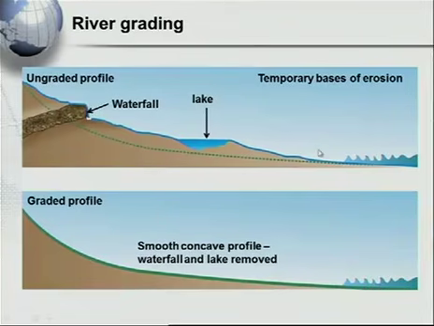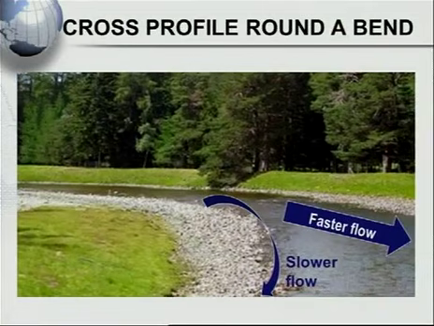Now look at the graded profile. A graded profile is a smooth profile. Look at this lovely smooth and concave profile. In other words, all the temporary bases of erosion, the waterfall, the lake and all these things, have been removed. What's going to happen? This waterfall is going to disappear one day. It's going to be eroded away. Your lake, because of deposition, is going to be filled up and won't even be there anymore. So that would be your graded and your ungraded profile.